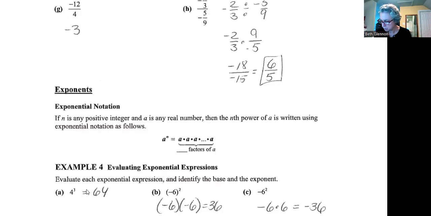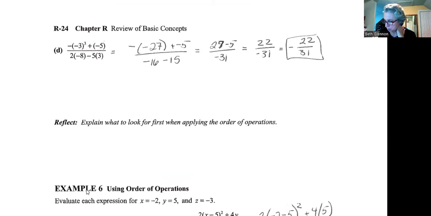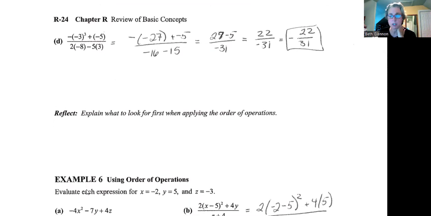What I do want to remind you about is your order of operations. All right. So thinking about this first one, number A, you've got 4 to the third. That's easy peasy, right? But what happens when you throw a negative in front of it? So notice here in letter C, the negative sign that we have there, that's not raised to the second power. So it's just going to be a negative out in front and then 6 times 6, which is the negative 36.